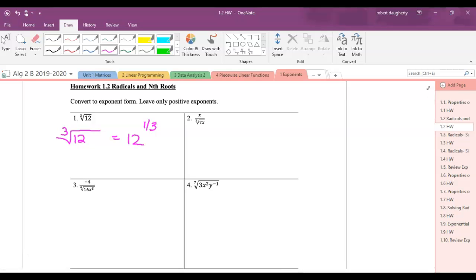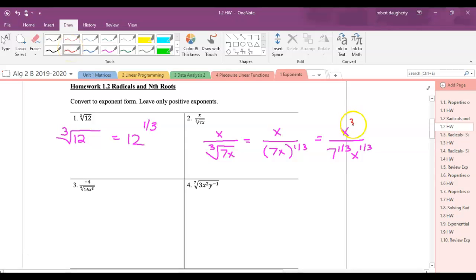Number two, x over the cube root of 7x. So this is x over the cube root of 7x. Okay. So this is x divided by 7x to the 1/3. So we can simplify this a little bit further. This is x over 7 to the 1/3, x to the 1/3. It may help to think of what you have up here, x to the 1, that's the same as 3/3. That's what 1 is, okay? So this is x to the 3/3 minus 1/3 over 7 to the 1/3. So this is x to the 2/3 over 7 to the 1/3.